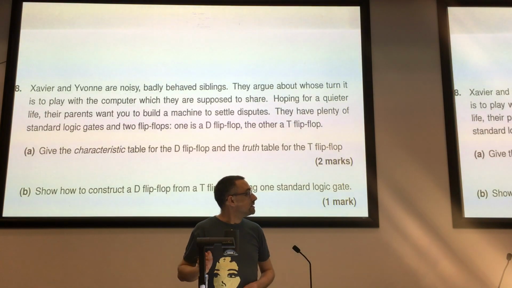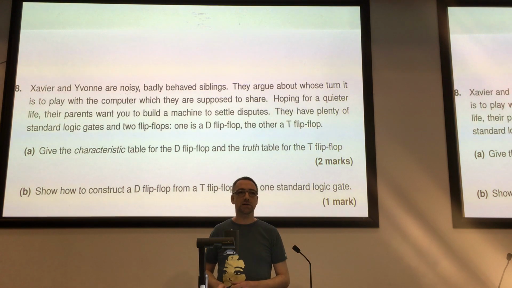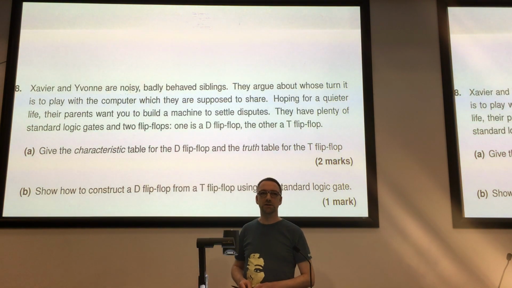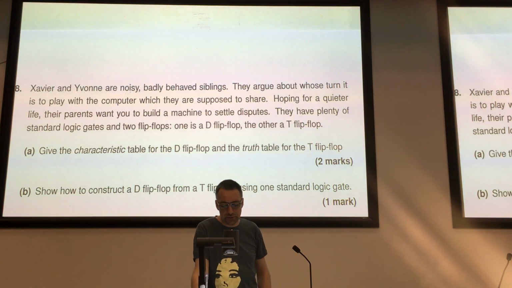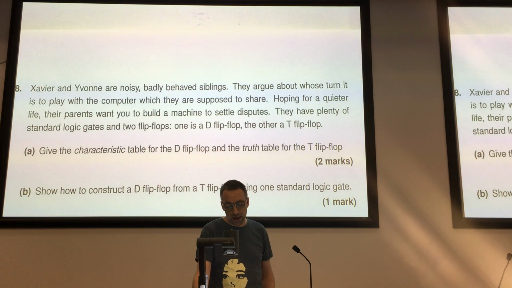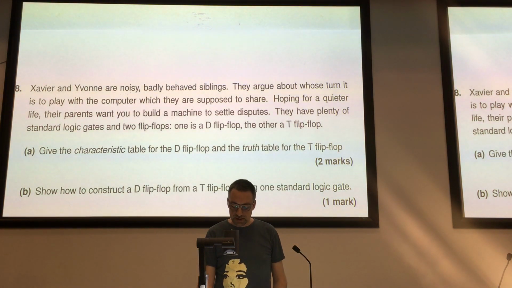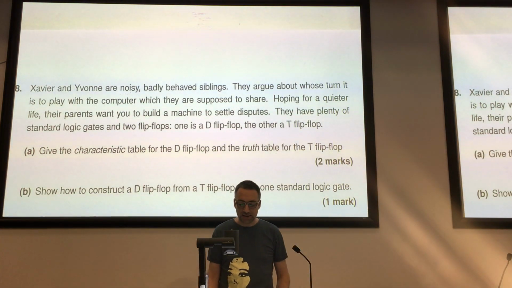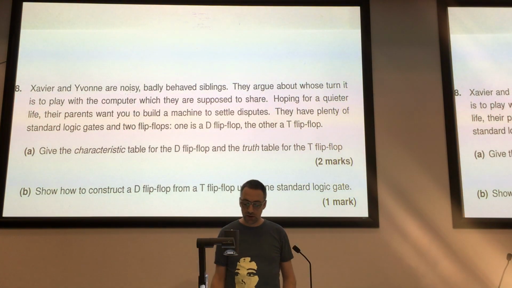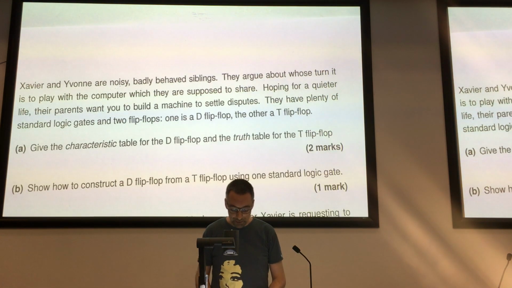Xavier and Yvonne are noisy, badly behaved siblings. Also, their names begin with X and Y, which is going to be handy. They argue about whose turn it is to play with the computer, which they are supposed to share. Hoping for a quieter life, their parents want you to build a machine to settle disputes. They have plenty of standard logic gates and 2 flip-flops. One is a D flip-flop, the other a T flip-flop.